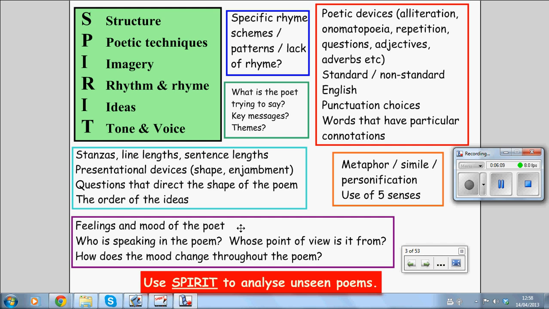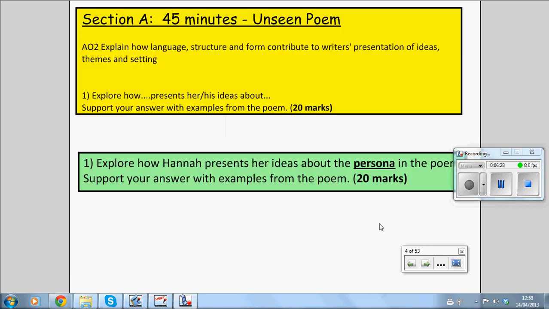And we're thinking about the feelings and the mood that's created in the poem. Who's speaking? Whose point of view is it from? And also, how does the mood change throughout the poem? And you're going to be using all of these things to analyse the unseen poems, but also the poems that we're looking at in class as well.